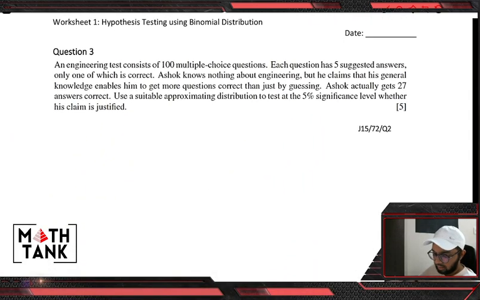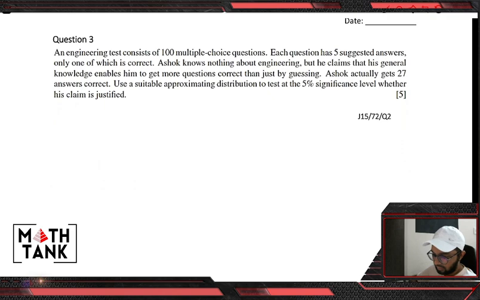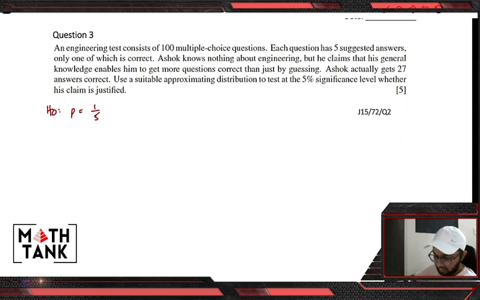Question number 3. It says an engineering test consists of 100 multiple choice questions. Each question has 5 suggested answers, only one of which is correct. Ashok knows nothing about engineering, but he claims that his general knowledge enables him to get more questions correct than just by guessing. So if he was guessing, he would get 1 out of 5 correct answers. And that would be true when he was just guessing, because one of the 5 suggested answers has to be correct.